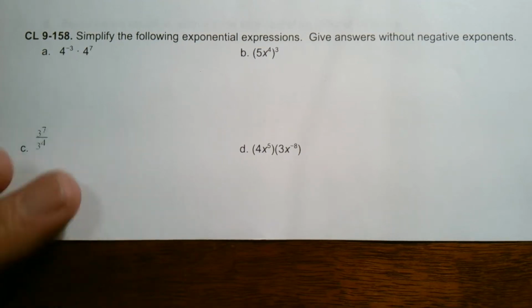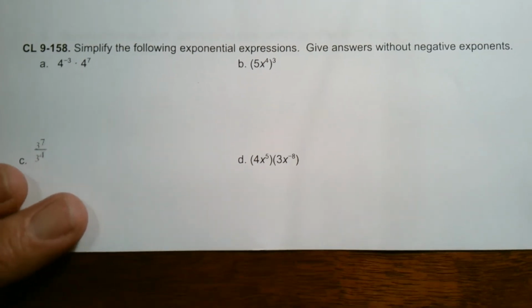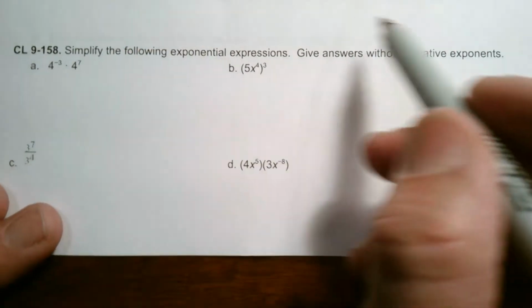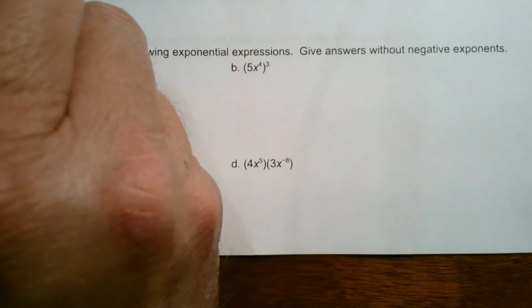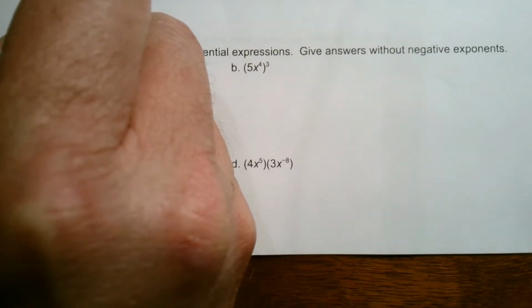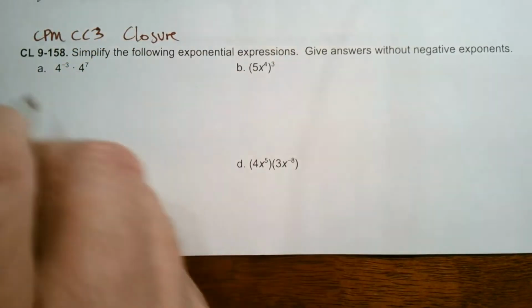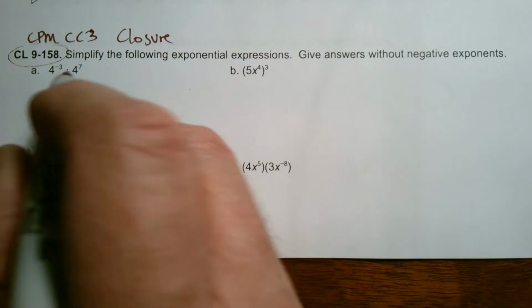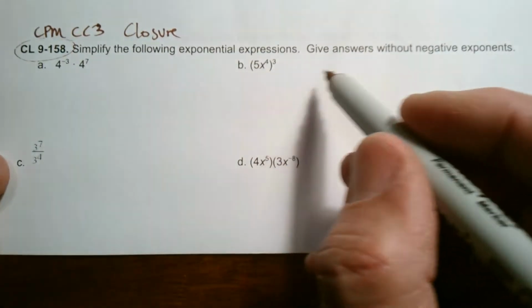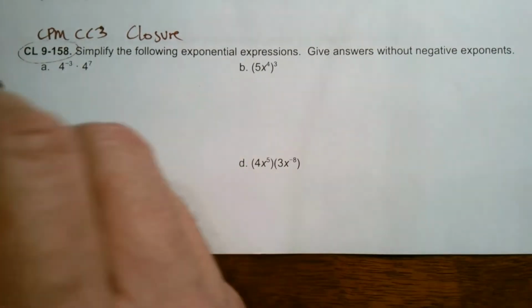We are looking at using exponent rules and writing them without negative exponents. This is coming from CPM's Course 2, Course 3, from the closure questions. Closure specifically 9-158. It says simplify the following exponential expressions, give answers without negative exponents.